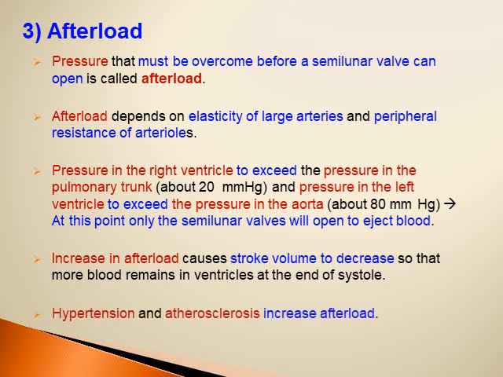Hypertension, high blood pressure, and atherosclerosis, loss of elasticity in the large arteries, and we are talking mainly about the aorta in this case, will increase the afterload. So one of these or both factors will decrease the stroke volume and eventually will decrease the cardiac output.